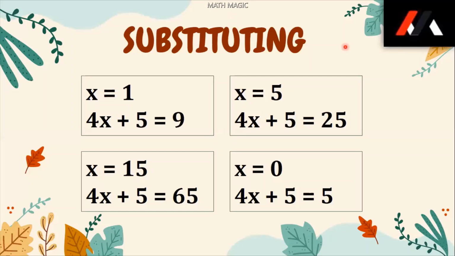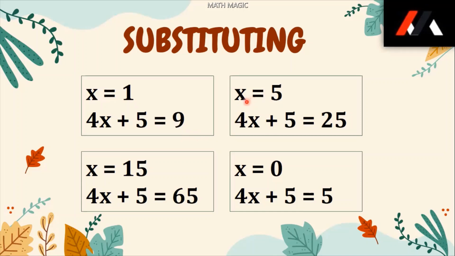Now let's do some substituting. x equal to 1. Now I have to substitute the value of x as 1 in the equation 4x plus 5 is equal to 9. Notice that I'm using the word equation because it has an equal to sign. So 4 times 1 plus 5 is equal to 9. Instead of x, I'm substituting the value 1. So 4 plus 5 is equal to 9.